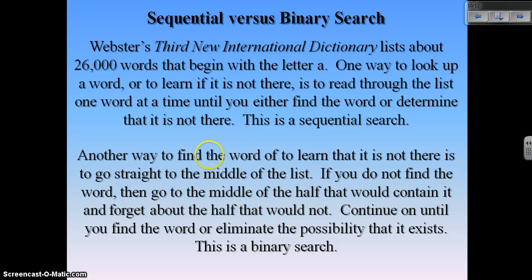Now, to look for the one word, one way you could do it is to start at the first word, and then if that's not it, go to the next word, and if that's not it, go to the next one and the next one, and you just keep going until you find your word. In other words, there is a specific pattern or sequence that you are following in order to find your word. This is called a sequential search.